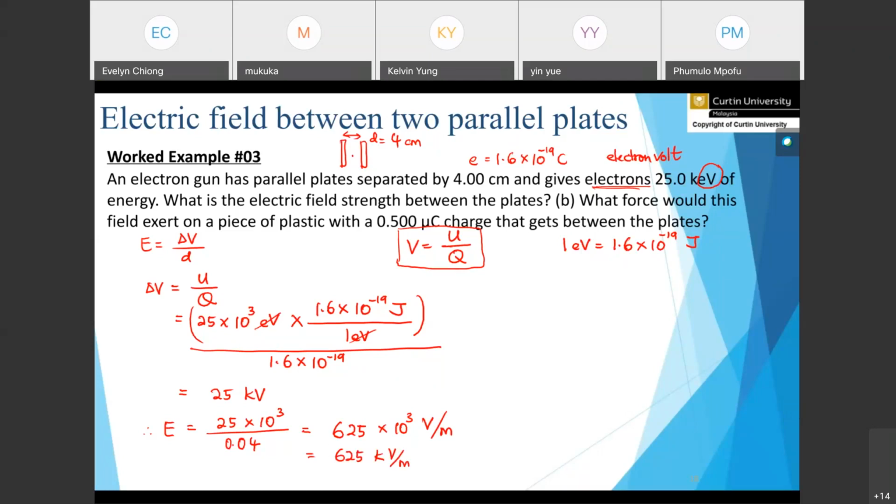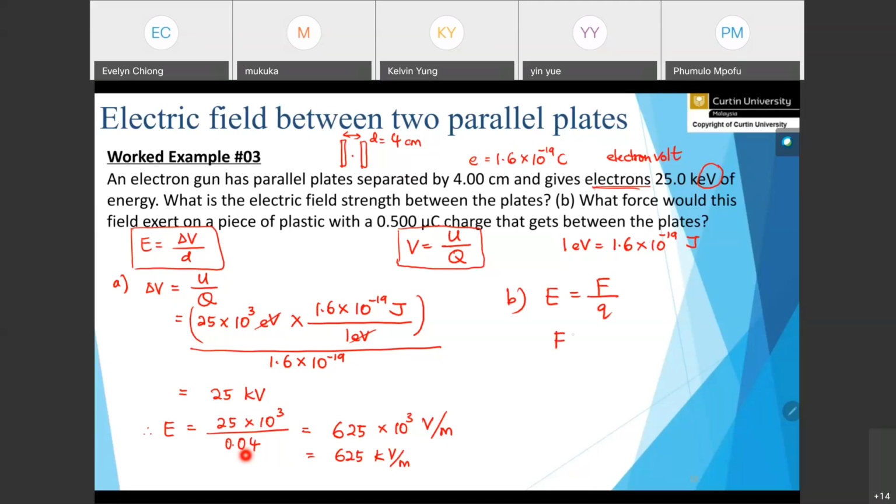It has another formula, which is E equals to this one. Okay, and now the second part, B. This is A, yeah. And then B, what force would this field exert on a piece of plastic? This one is where we use this.